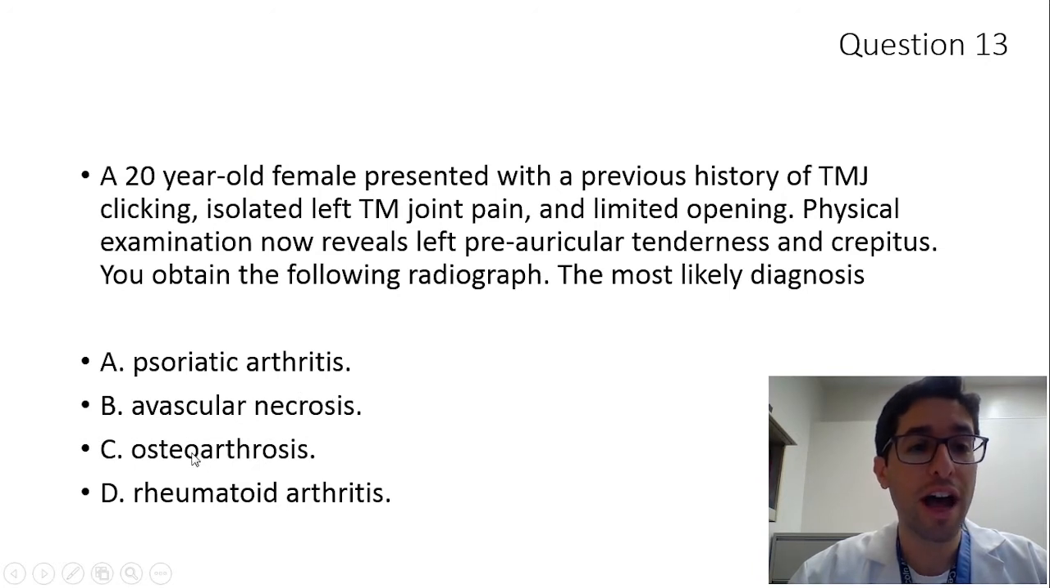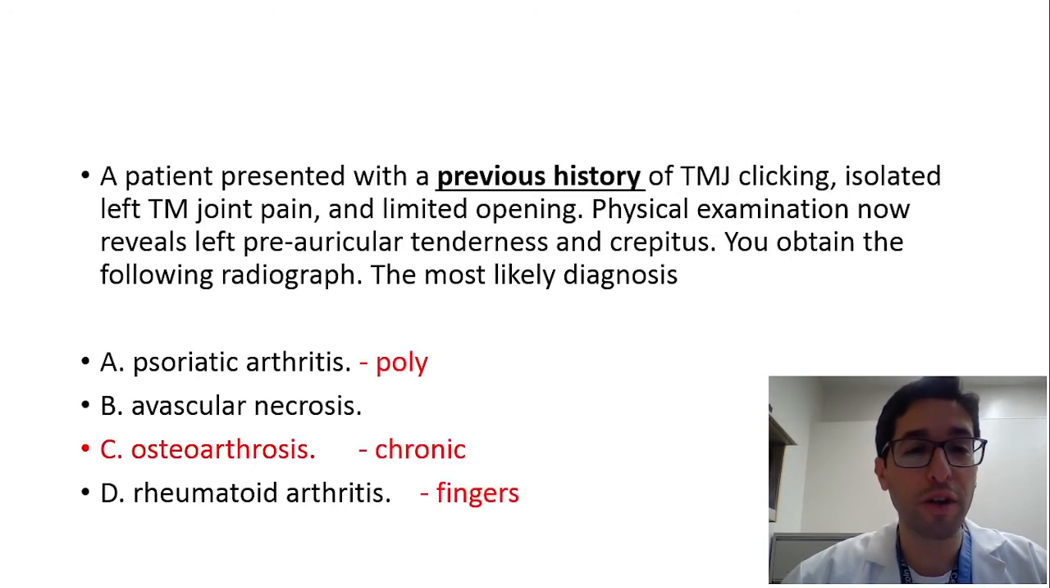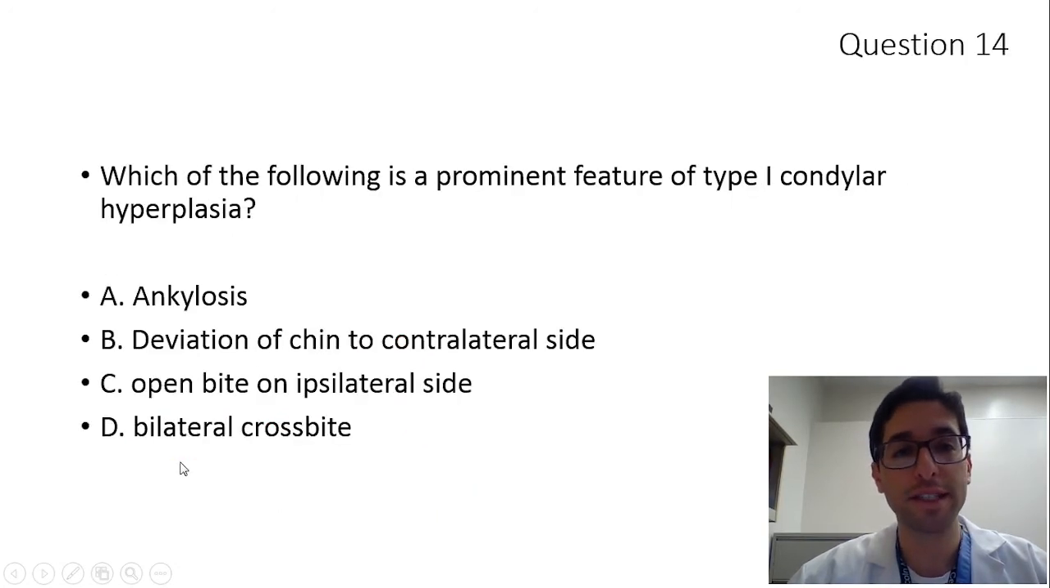Avascular necrosis, no. Osteo, yes, that does seem like it could be, or rheumatoid. Well, they didn't give me any fingers, and rheumatoid, they're definitely going to give you some other joint, so I'm going to go with osteoarthritis. And the giveaway here was osteoarthritis tends to be chronic, and this patient, if you read carefully, they said she had a previous history of TMJ clicking. So the clicking started, but it was asymptomatic in the first, and then over time it just progressed to preauricular tenderness and crepitus. So that clearly fits the vignette of osteoarthritis.